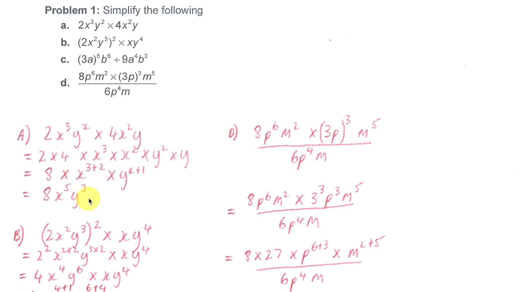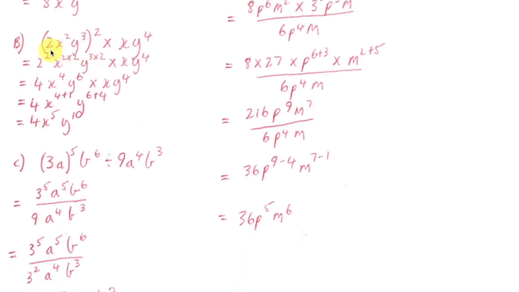What I'd like to see for sure is that line and then that line. So really at year 11 methods, you want to get yourself to a stage where you can just go, oh yep, 2 times 4, yep, that's 8. x to the power of 3 being multiplied by x squared, so I add the powers together, so that's x to the power of 5. And then y squared times y, that's y to the power of 3.